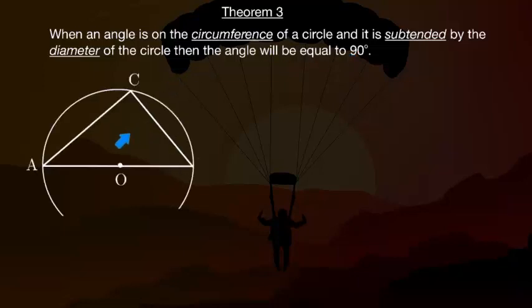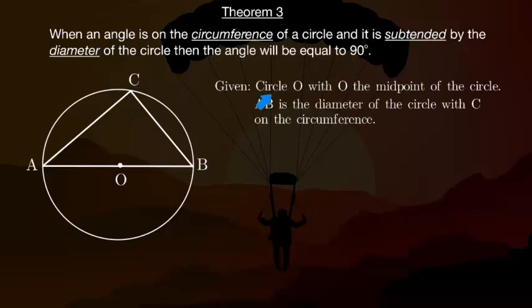Now let's have a look. Here we have angle C, which is on the circumference of the circle, and it is subtended by this diameter AB. When an angle is subtended by the diameter, it means that this angle on the circumference will be 90 degrees. Now let's go and prove it.